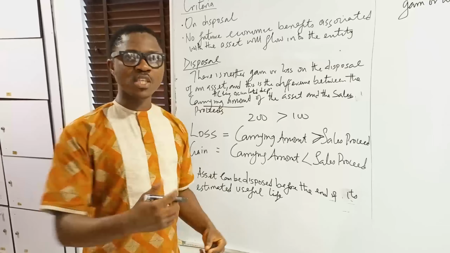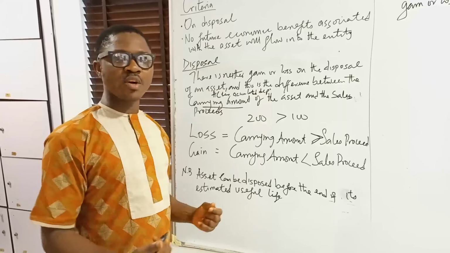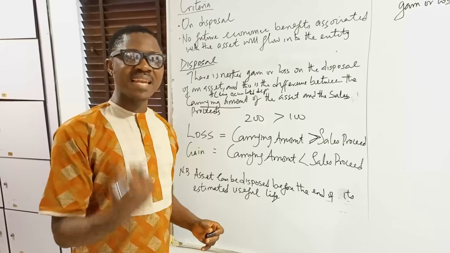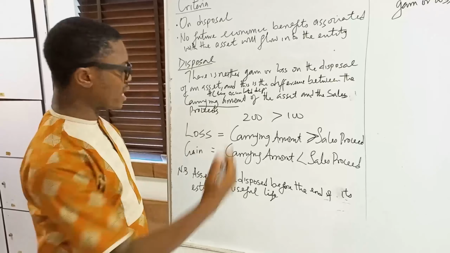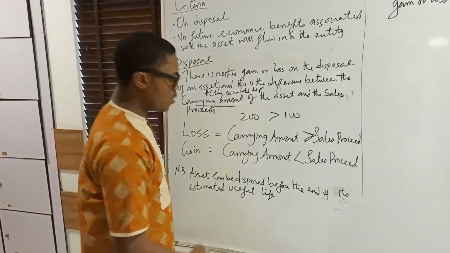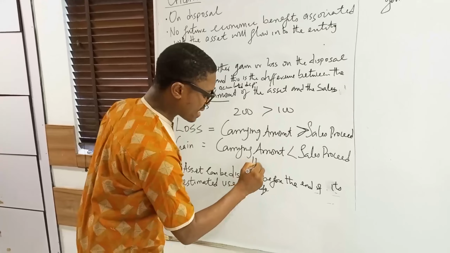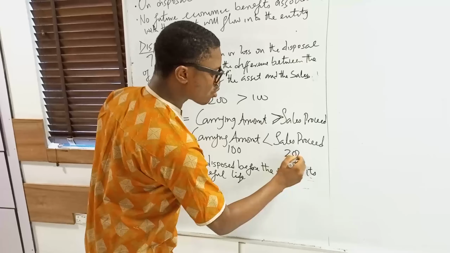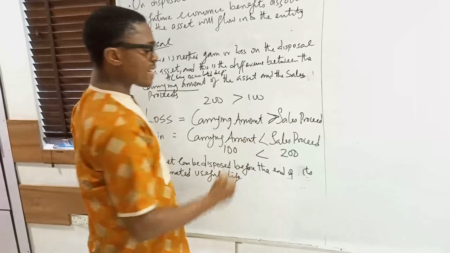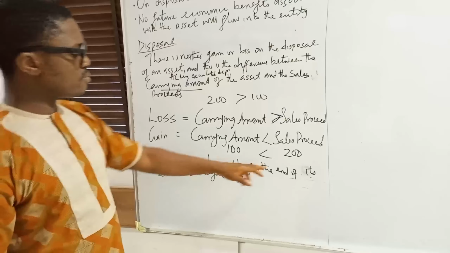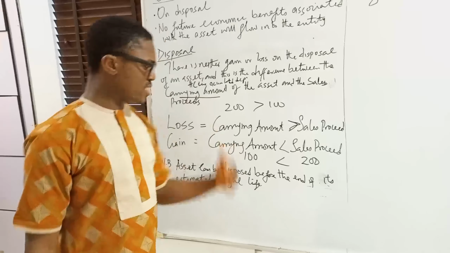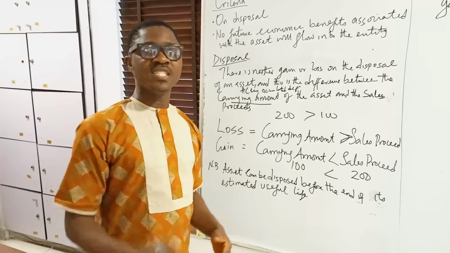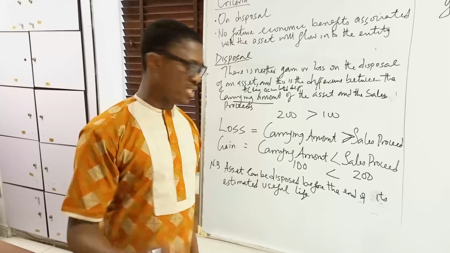Now we go to gain on disposal. Gain on disposal is the opposite of loss on disposal. For gain on disposal, we are saying that the carrying amount of the asset is less than the sales proceed. So we can reverse the example we have here. We can now say that the carrying amount is 100 naira, while the sales proceed is 200 naira. We can see here that the carrying amount is less than the sales proceed, and when the carrying amount is less than the sales proceed, it is a gain on disposal.